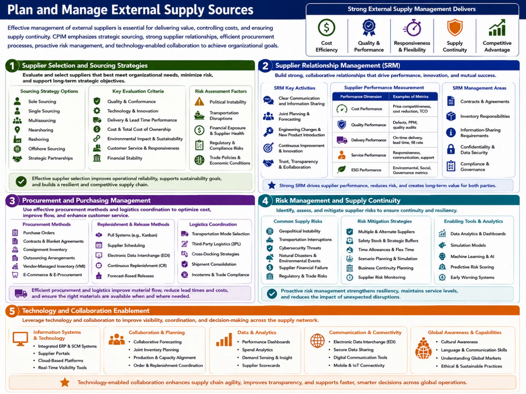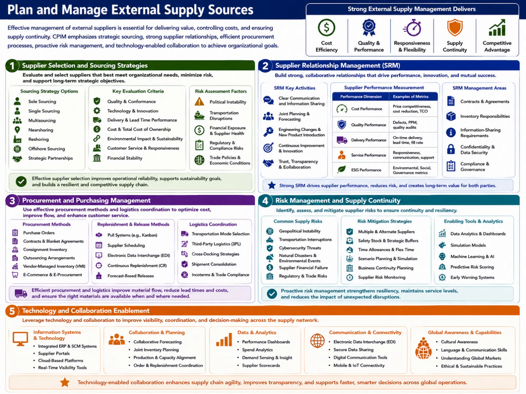continuous replenishment programs. Logistics coordination is equally important, requiring evaluation of transportation modes, third-party logistics providers, cross-docking strategies, and shipment consolidation techniques. Effective procurement and logistics management help organizations reduce costs, improve material flow, shorten lead times, and enhance customer service performance. These activities directly influence inventory availability, operational efficiency, and the organization's ability to respond to market demand effectively.